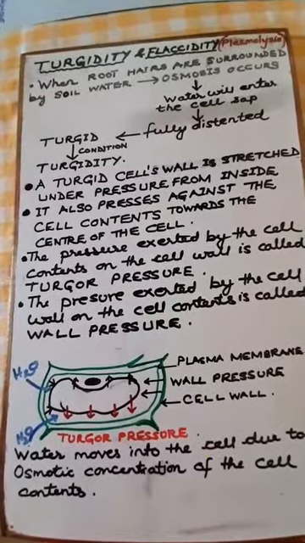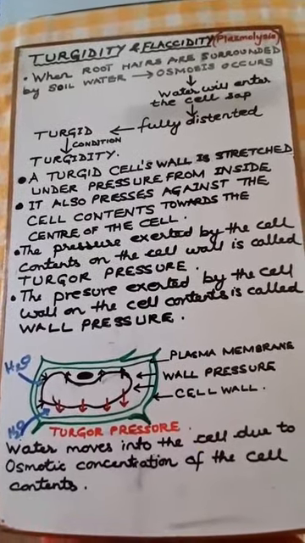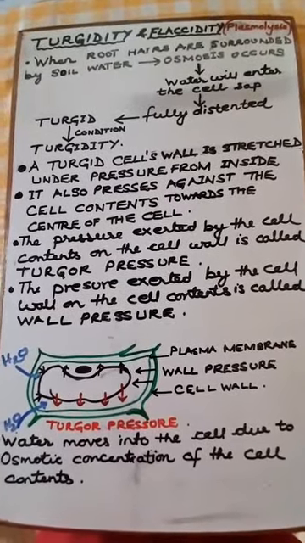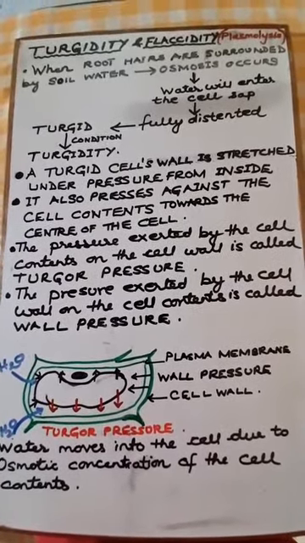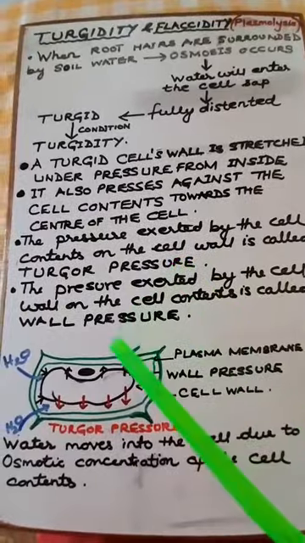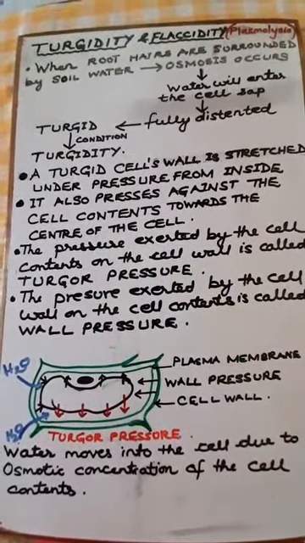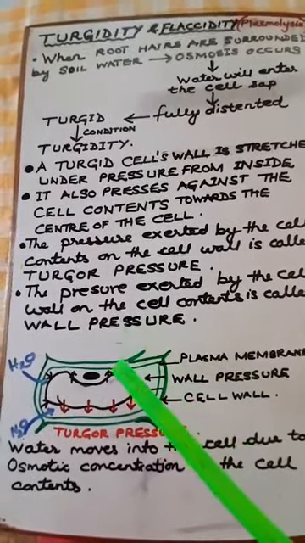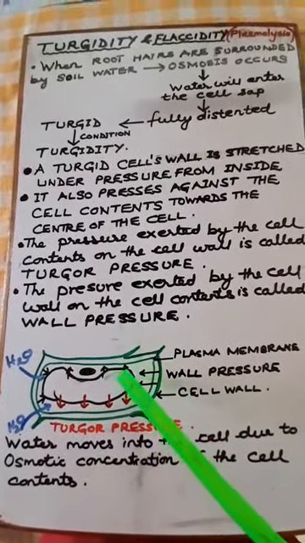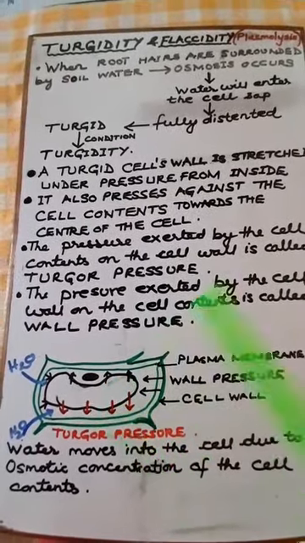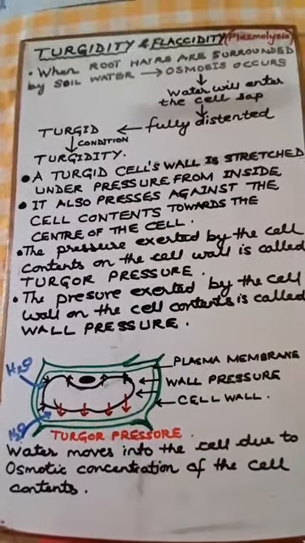Now, you know what is wall pressure and turgor pressure. Wall pressure is the pressure applied by the cell wall on the cell contents inside. That is called wall pressure. Turgor pressure is the pressure applied by the cell contents on the cell wall. That is called turgor pressure.